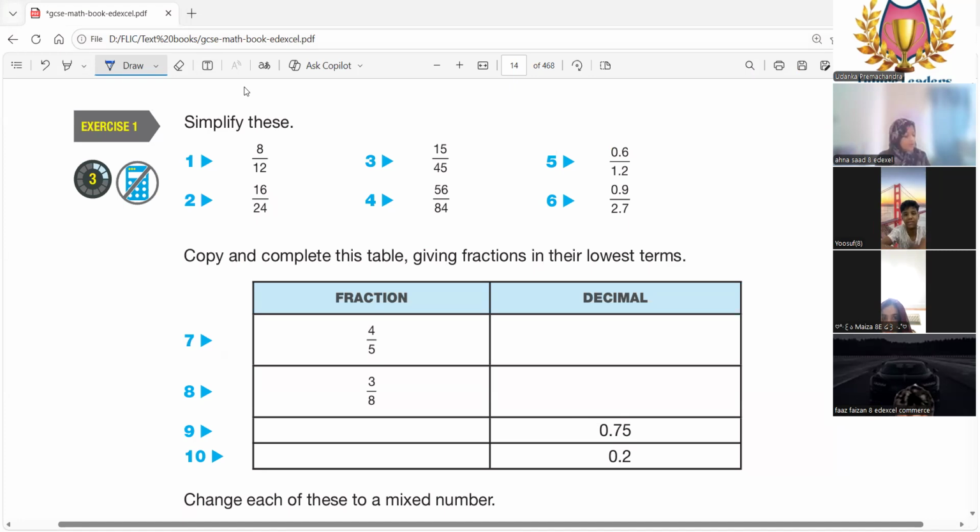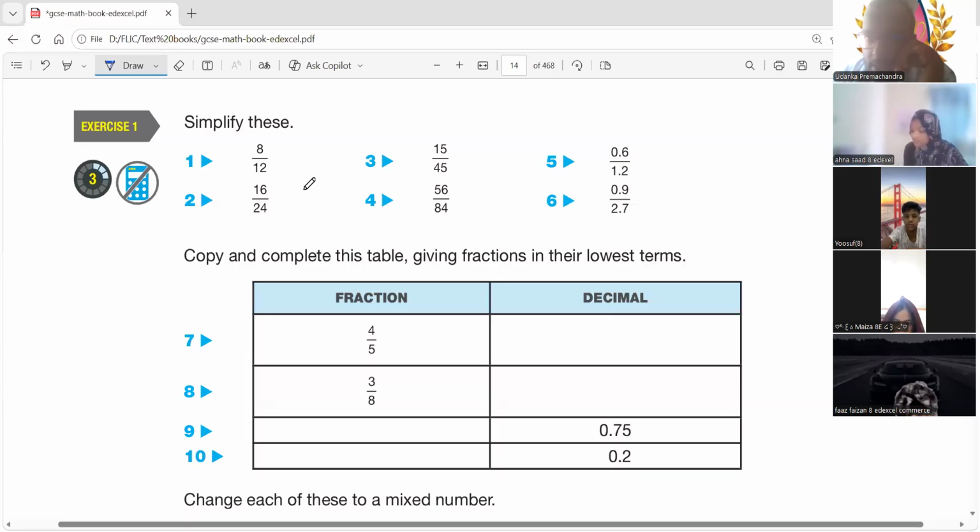Can I write it? Do we have to write this in the writing book or in the textbook? Just write the question in the writing book and write the answer. Just write exercise 1, question number 1, 8 over 12 equals, like that. Clear? Just write like that, okay? No need to write everything, simplify like that, okay?